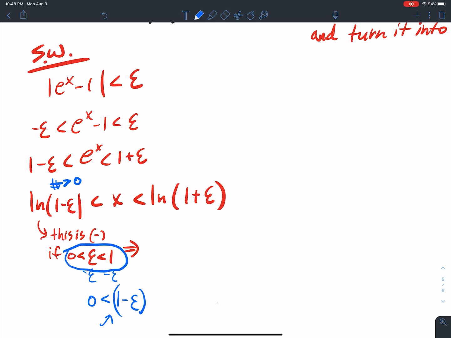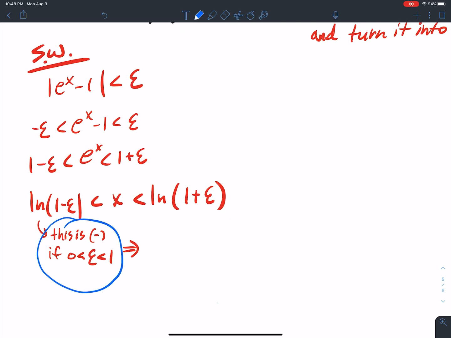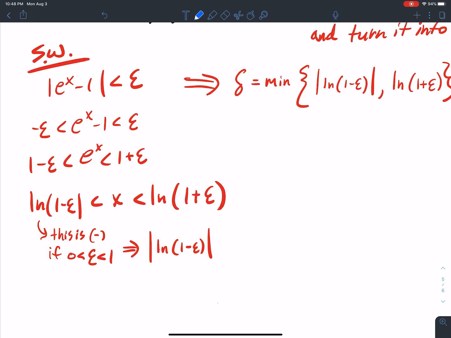Now the problem with epsilons that are between 0 and 1 here is that this output now is always negative, okay? And that's what we're saying right here. So in order to wrap around that, I'm going to consider the absolute value here, because we think about delta. Delta needs to be a positive number. So if I take the absolute value, then I'm good to go. All right?